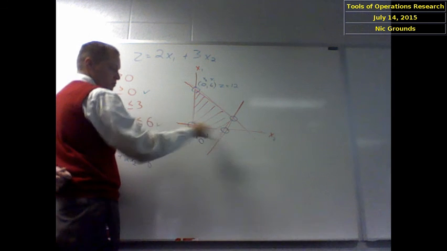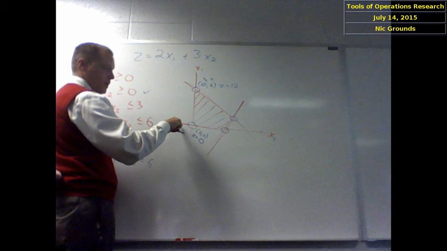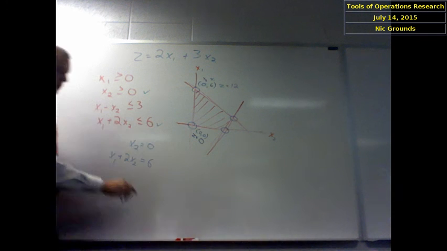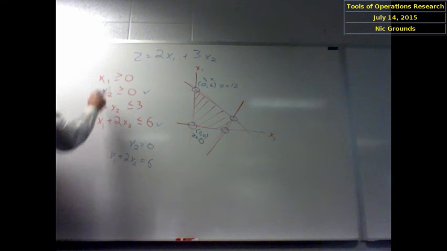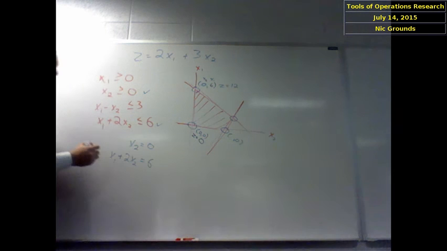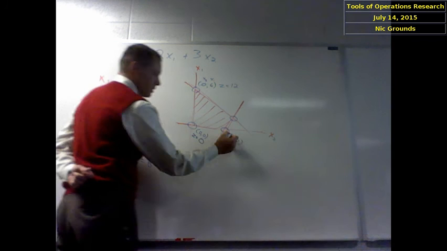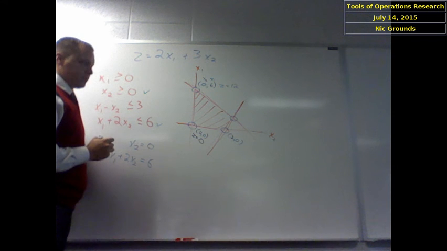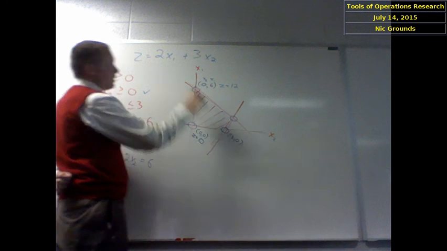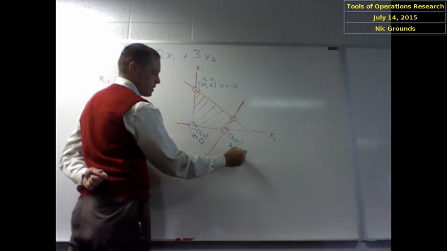This one here represented by the intersection of the x1 is greater than or equal to 0, and the equation x1 minus x2 is less than or equal to 3. So obviously x1 would have to be 0 there, and if x1 is 0, then x2 must be 3. So x2 is 3, x1 is 0. Plugging that into the z equation, we would get z equals 9.